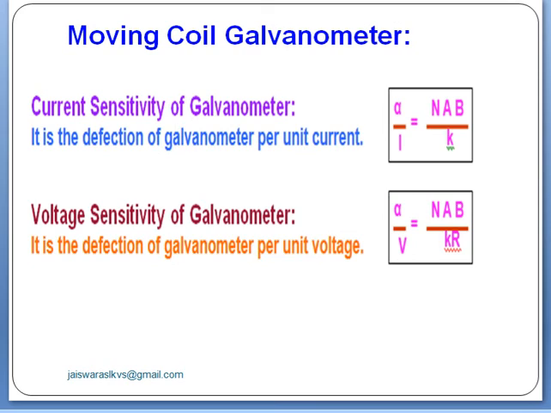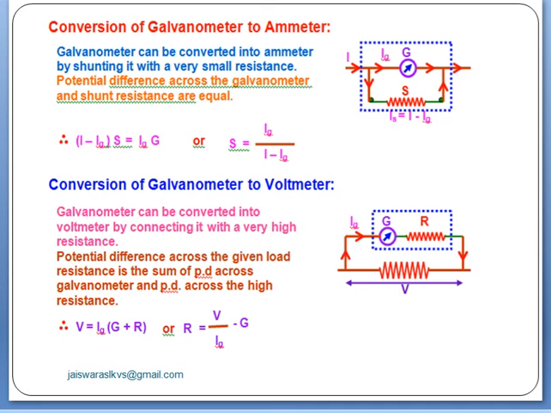See, next, moving coil galvanometer. What will be the formula of current sensitivity of galvanometer? That is alpha upon I is equals to NAB upon K, where K is a twisting constant. And in the same way, what will be the formula for voltage sensitivity of galvanometer? Alpha upon V is equals to NAB upon K into R. So next, conversion of galvanometer.